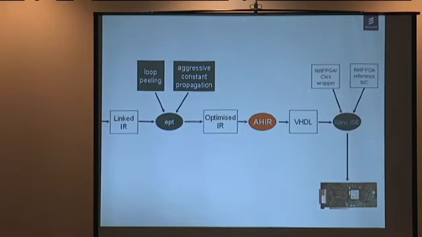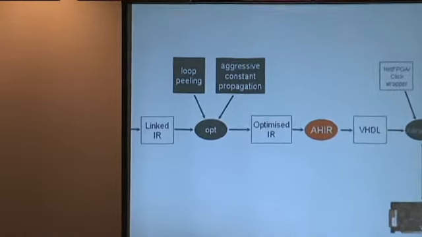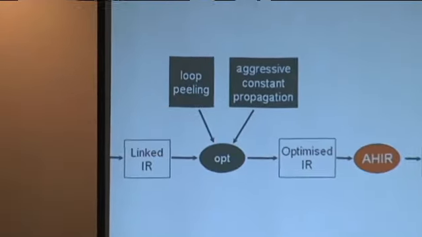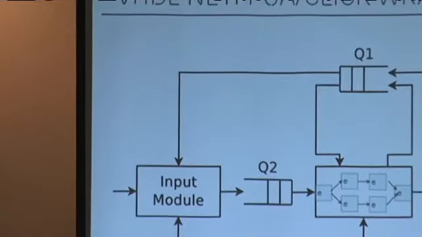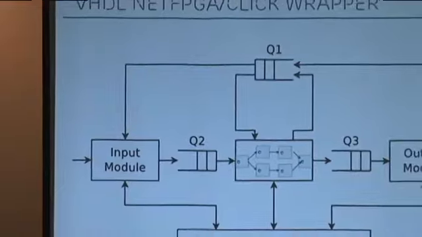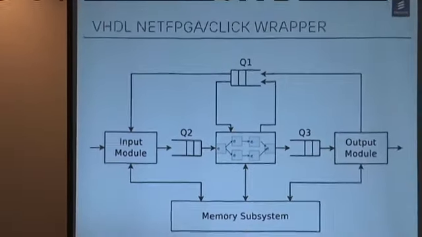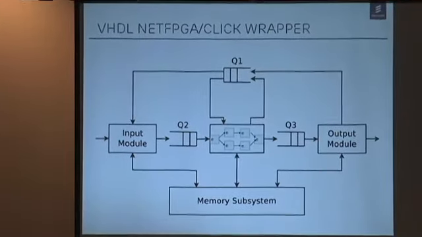You go through some aggressive constant propagation and dead code elimination. They come up with an optimized intermediate representation and feed it in through the tool chain. And at the end, you hook it into a wrapper, which defines the hardware environment that it'll operate in. This is what the hardware wrapper looks like, implemented in VHDL.